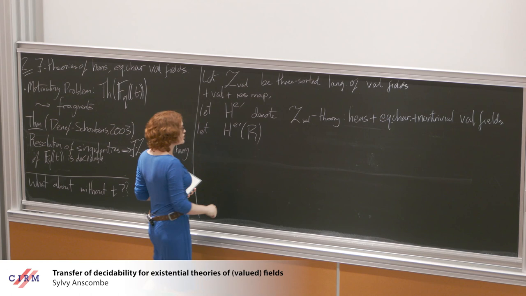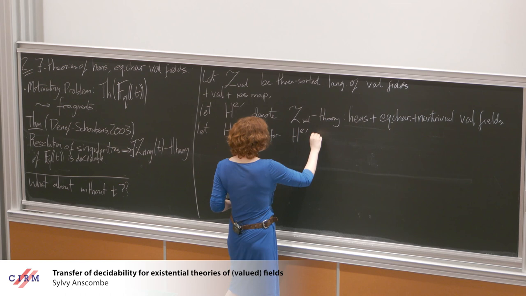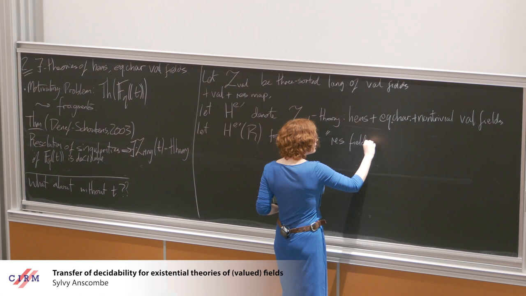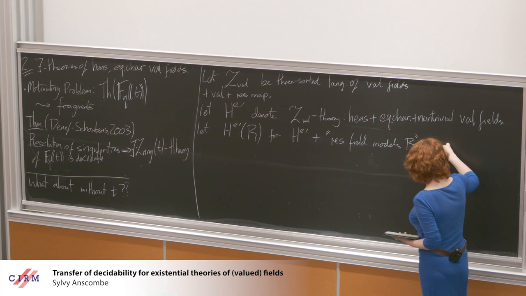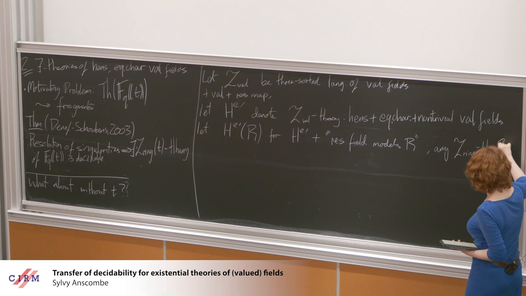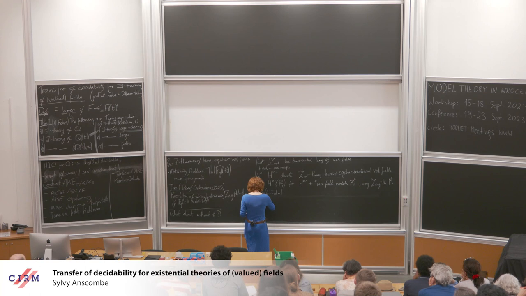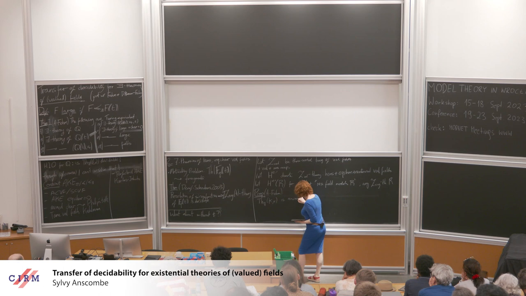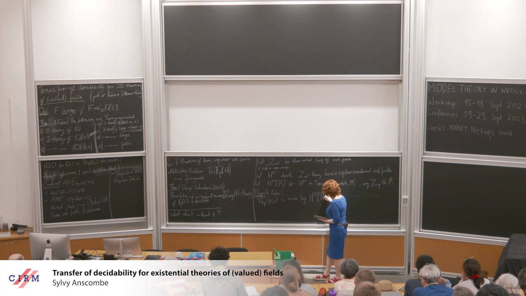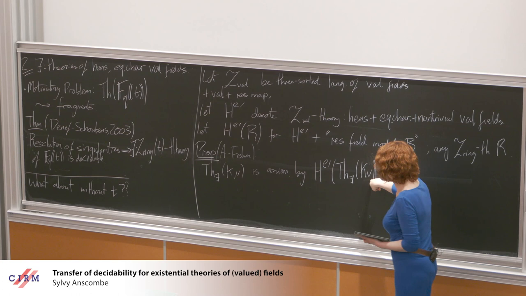Let's write HE prime R for HE prime plus some axioms that say my residue field models R, and that's for any L ring theory R. And I'll give you a proposition, which is from a project with Arno, that the existential theory of a model of HE prime is axiomatized by HE prime, and then you specify just the existential part of the residue field's theory there.